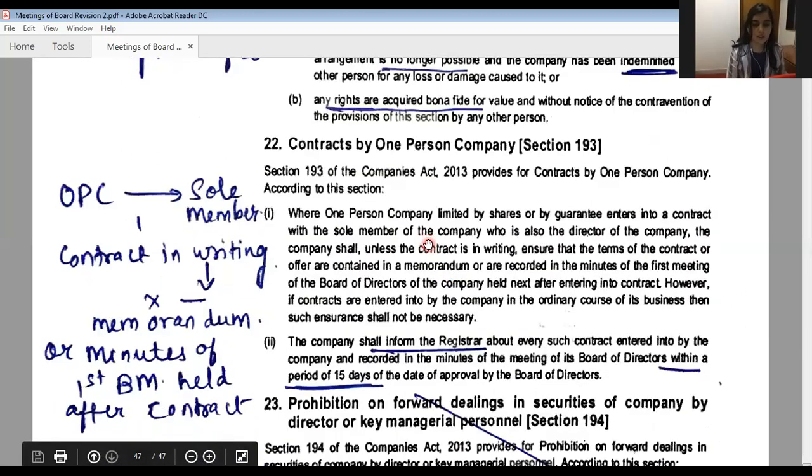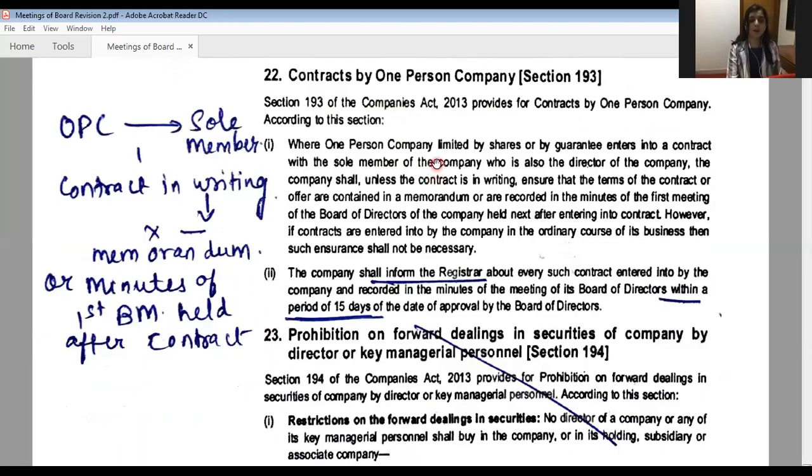The next and the last section is section 193. It states that the one person company shall have a contract in writing with the sole member of the company, and if there is no contract in writing, then the memorandum or the minutes of the first board meeting held after the contract shall contain the particulars. Then the company shall inform the registrar within a period of 15 days of the date of approval by the board of directors.